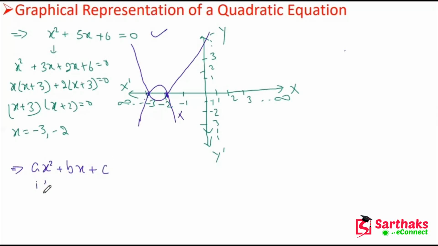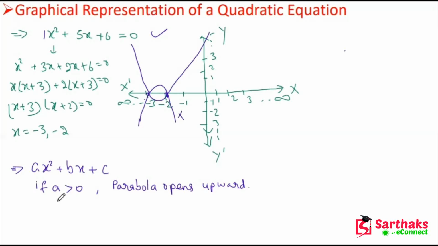If a is greater than 0, the parabola opens upward. In this case, a is 1, which is greater than 0, so that's why we draw the curve in the upward direction. Now you got this point.